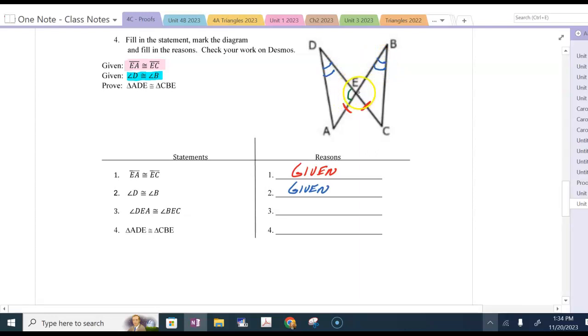And you always get to mark vertical angles. That's what I have in step 3, that DEA is congruent to BEC, the angles. And the reason is vertical angles are congruent. We wanted to prove triangle ADE was congruent to triangle CBE. If you look at these diagrams, that is angle, angle, side.